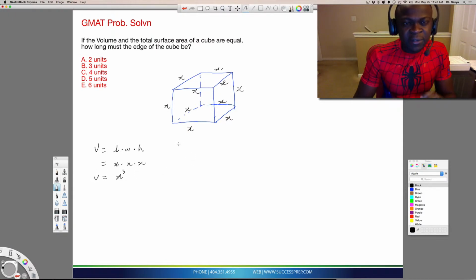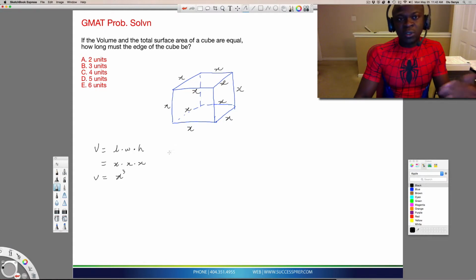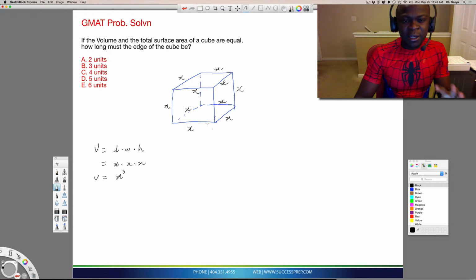Okay? Let's talk about the total surface area. Now, it's very interesting that it said total surface area, because you could just find surface area, but in this case they're asking, just think about this in a very literal sense. Think of a cube as a box, right? And this box has all the surfaces. It actually has 6 surfaces. It has the top, bottom, the front and the back, and the right and the left. Okay, so there's 6 faces that you need to figure out.